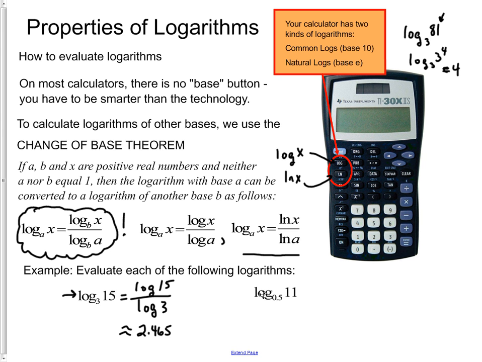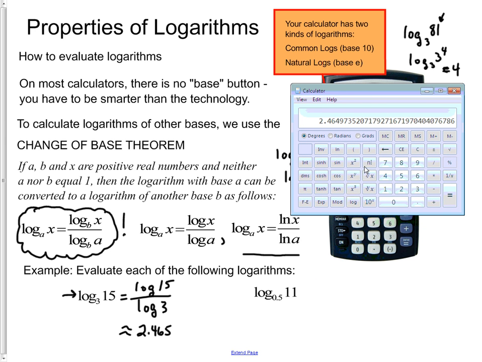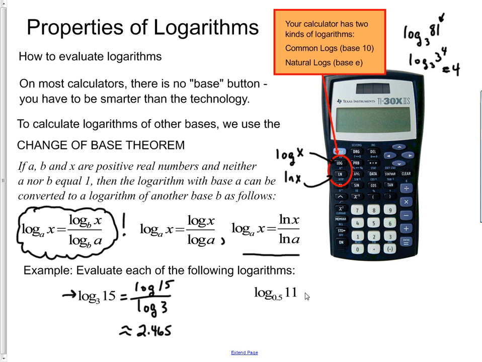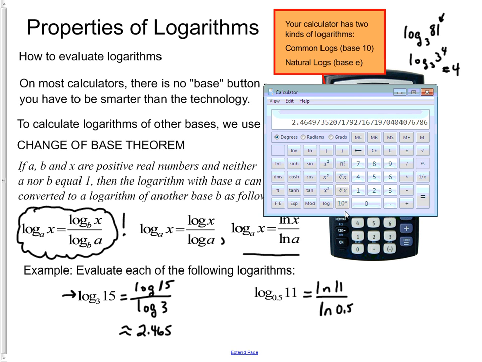As another example right here, let's say I wanted to evaluate the logarithm with a base 0.5 of 11. What would I get there? Well, I'm going to use the natural logarithm form of this, and we can say, by this change of base, this should be the same as the natural logarithm of 11 divided by the natural logarithm of 0.5. And let's see how that one works out here in my calculator. This is my natural log button on the Windows calculator. So I want to take the natural logarithm of 11, and I would want to divide that by the natural logarithm of 0.5.